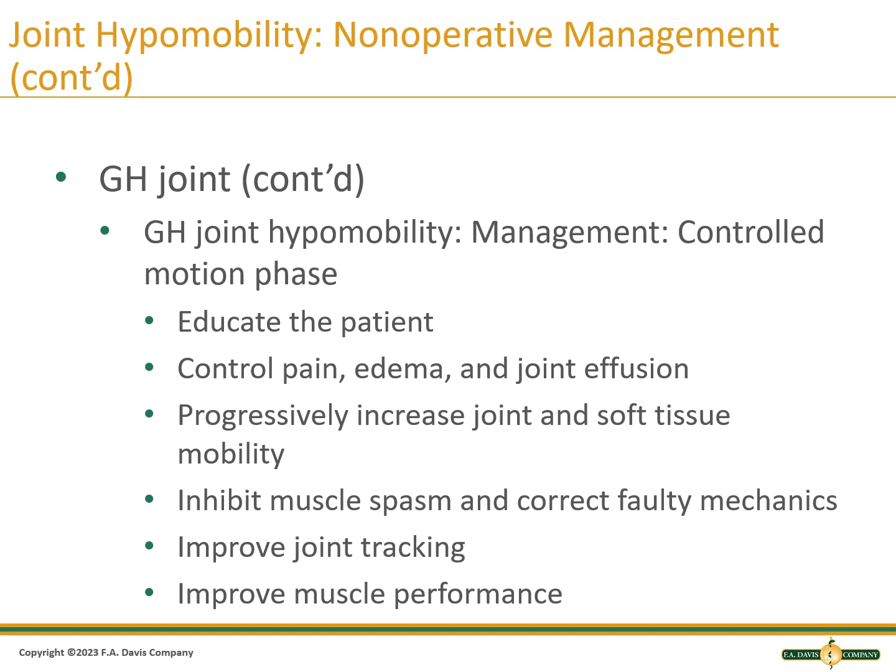We'll inhibit muscle spasm and correct faulty mechanisms, so we're going to try to promote proper muscle firing through all motions that they currently have and as we train for new motions. We'll improve joint tracking, so ensuring that we get appropriate scapulohumeral rhythm and that there's no faulty tracking in the overhead motions that we're trying to achieve, and improve muscle performance, looking at strength, endurance, and power.